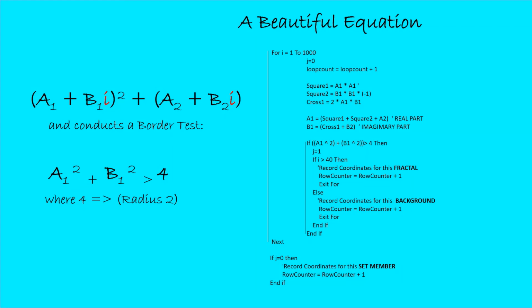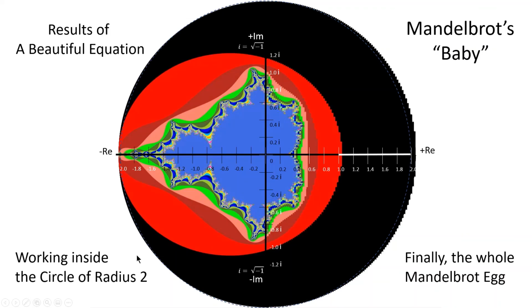It's a beautiful equation. Squares a point and adds another point to it, and checks to make sure that it's in the circle of radius 2. Very nice. What do we get? We get the whole Mandelbrot egg is what we get.